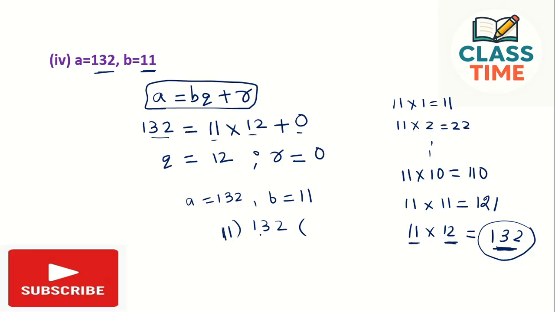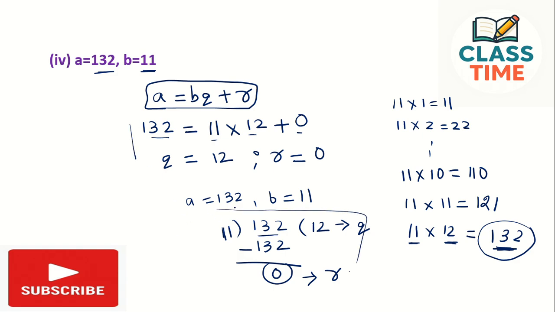So we'll check this number in 11 table, right? So we are getting 11 into 12, 132. So 132 minus 132 will get 0. So here this is the quotient and this is the remainder. Okay. If you get confused by this method, you can do the simple division to get Q and R. Okay, so these are the problems on division algorithm.